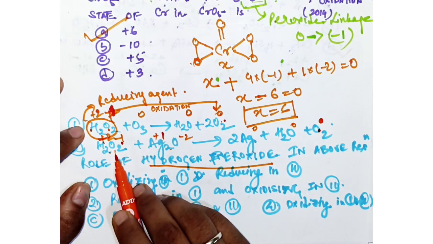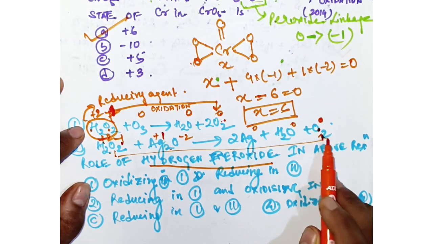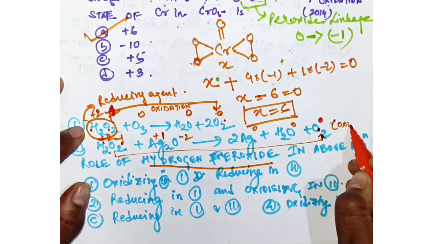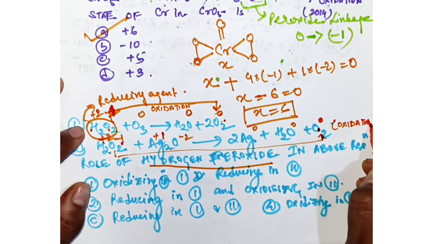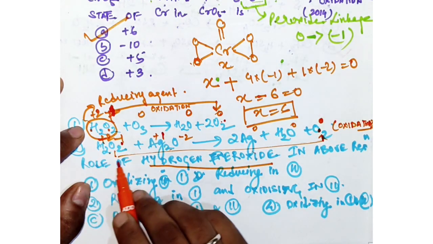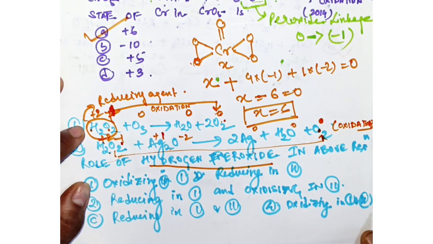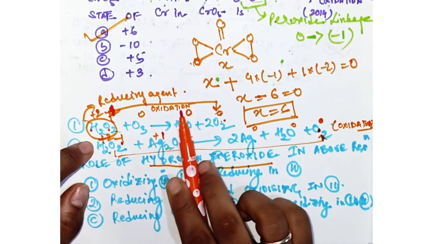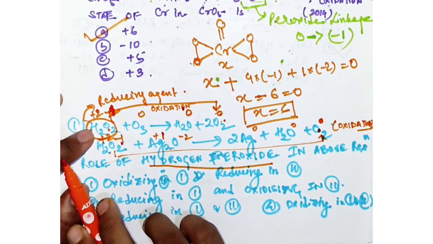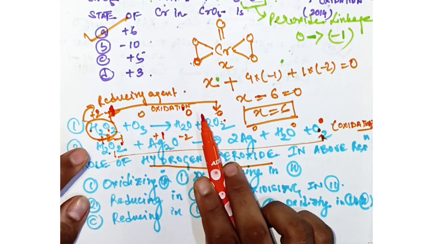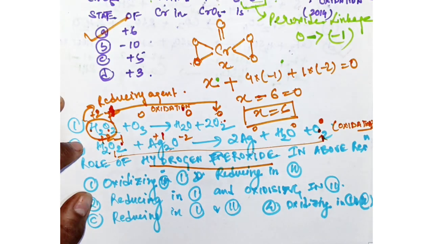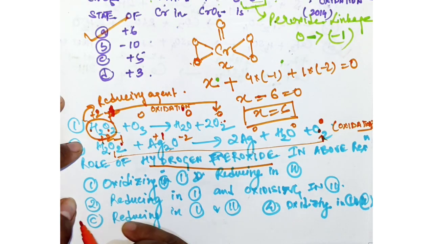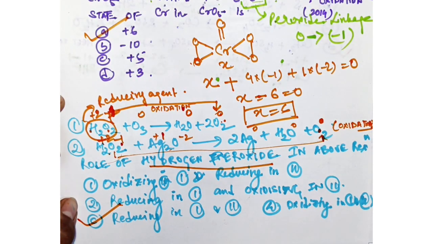Again the same thing is happening: from -1, loss of electron, oxidation is taking place, and the substrate which helps others to lose is called the reducing agent. So remember, when the process is oxidation, the substrate is the reducing agent. When the process is reduction, the substrate is the oxidizing agent. This is the difference between oxidizing agent, reducing agent, oxidation and reduction. So it is reducing in both cases, so it is option C.